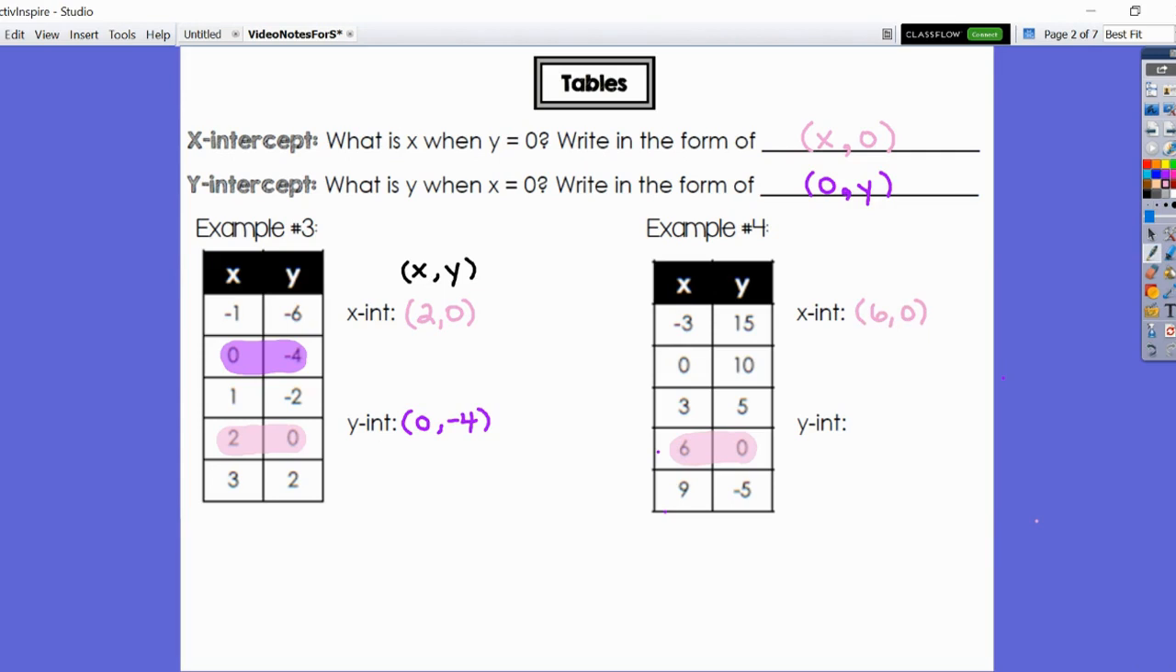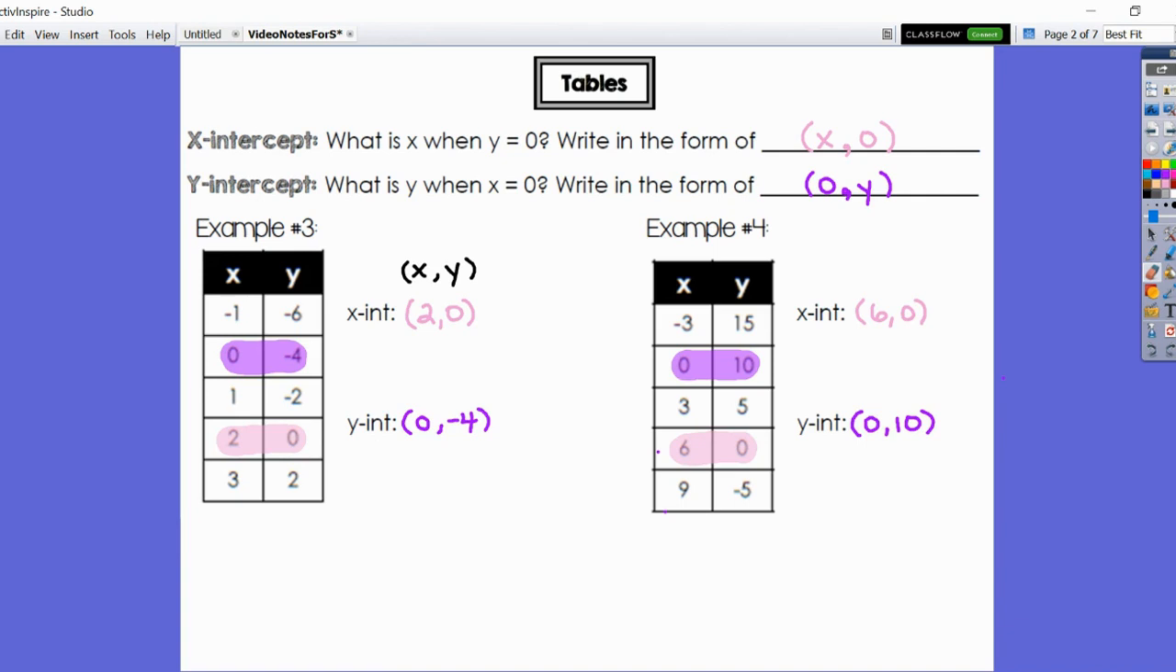It's kind of backwards because you have the x value and the y value 0. Then for the y-intercept, again, you're looking for the x value being 0 and answering with the y value. So again, you're opposite when looking at the zeros, but answering with the x and y values.